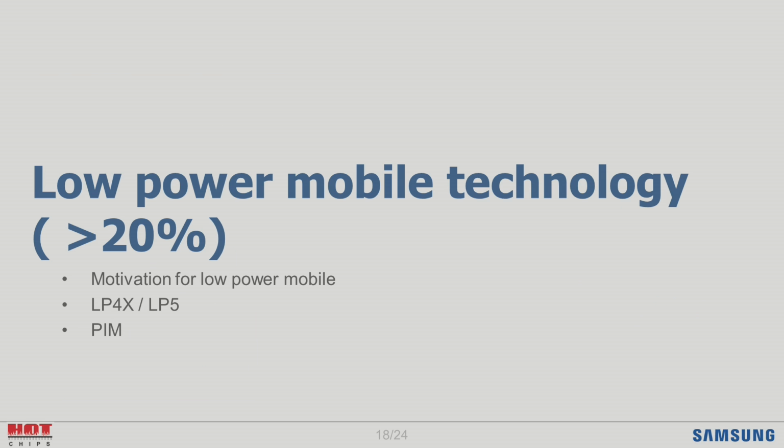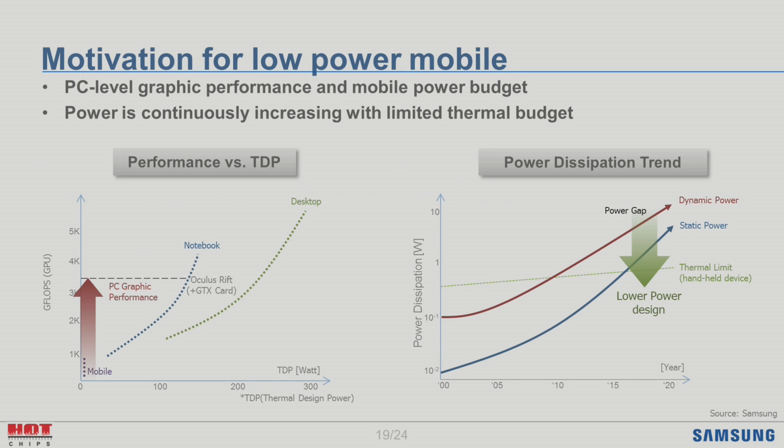Okay, next I will talk about low power. Let's move to other application situations. It's the low power memory industry. Recently we are faced with the demand for high performance in mobile devices. Now consumer devices require PC-level graphics at a mobile power budget. So I guess you have already seen this kind of picture or graph.